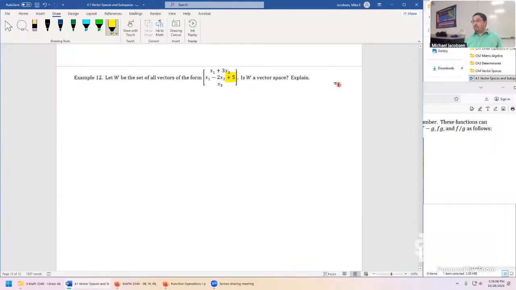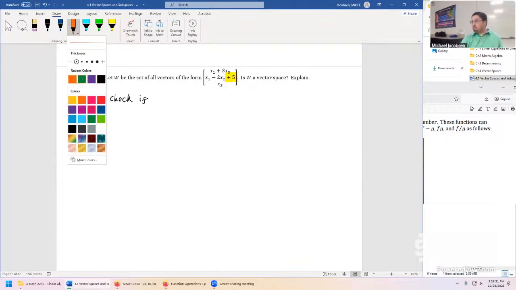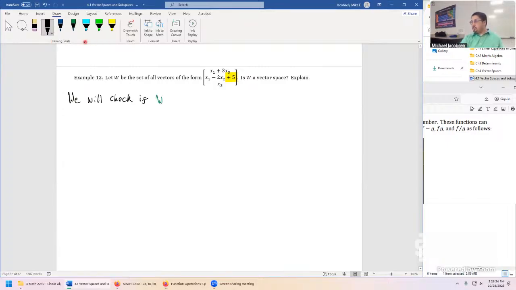But you know what's weird about this vector space W is it does contain the zero vector. For example, that's a good place to first look. If we look into that, we're wondering if it's a vector space, and the same idea, we're going to see if it's a subspace of R3. Let's write that down as a first thought. We will check if W is a subspace of R3.